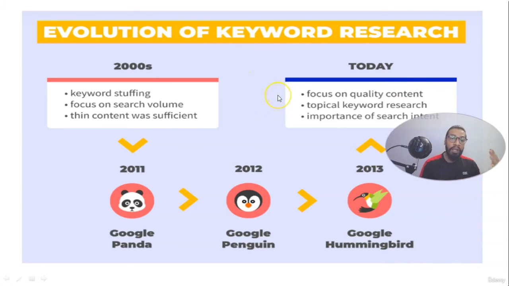So from the 2000s to today, you can compare that. If you are doing keyword stuffing in today's SEO world, you will fail. You have to focus on quality content. So this is how keyword research has evolved and changed.